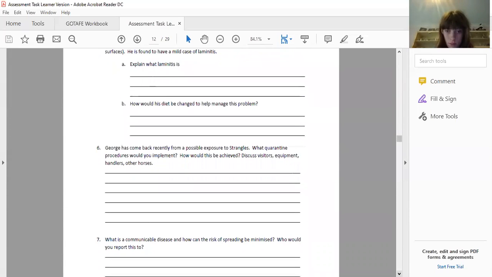Number 6, he's recently come back from a possible exposure to strangles. He's really getting out and about, this boy. What quarantine procedures would you implement? How would it be achieved?